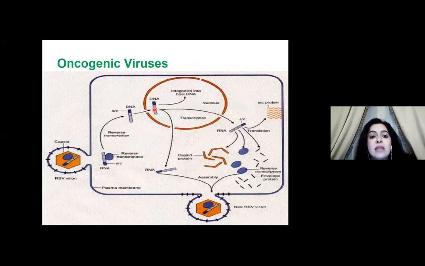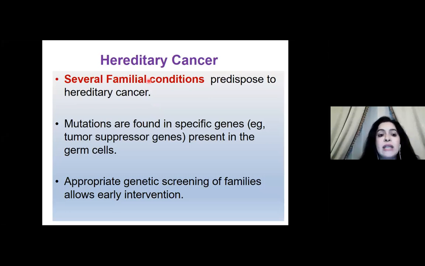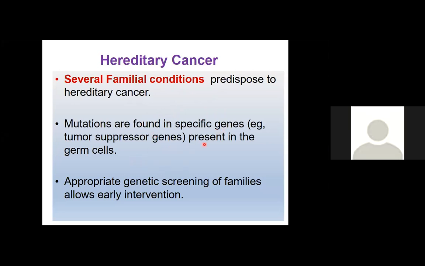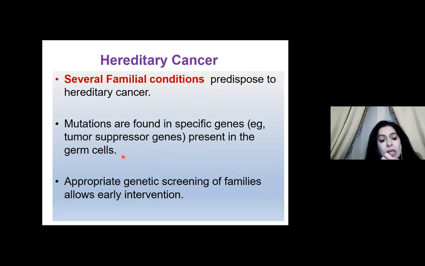Now we have that some types of cancers are hereditary. Several familial conditions predispose to hereditary cancers, like mutations found in some specific genes. I mentioned one when I was talking about the TT dimer. We said that there can be genetic mutation of the enzymes responsible for the DNA repair mechanism, so they can be causes of some hereditary cancers. Mutations are found in specific genes, for example, tumor suppressor genes present in germ cells, so they are inherited. Appropriate genetic screening of families is always very important for early intervention.